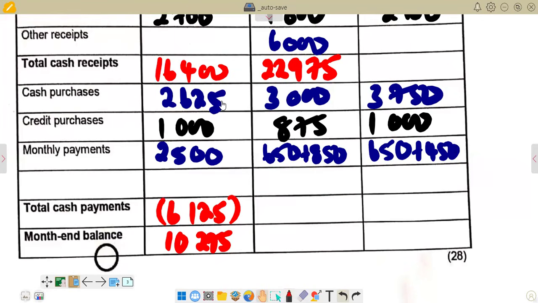So we go down, we try to add the total payments whereby we are saying cash purchases plus credit purchases plus monthly payments. So we're saying 3,000 plus 875 plus 650 plus 850. And then the total that you are supposed to get there is 5,375. And obviously, this one we're subtracting again by saying total cash receipts minus total cash payments. 22,975 minus 5,375, then you get your month-end balance, which is 17,600. This is a positive figure again. And then we take this 17,600 to be the opening balance of the next month.